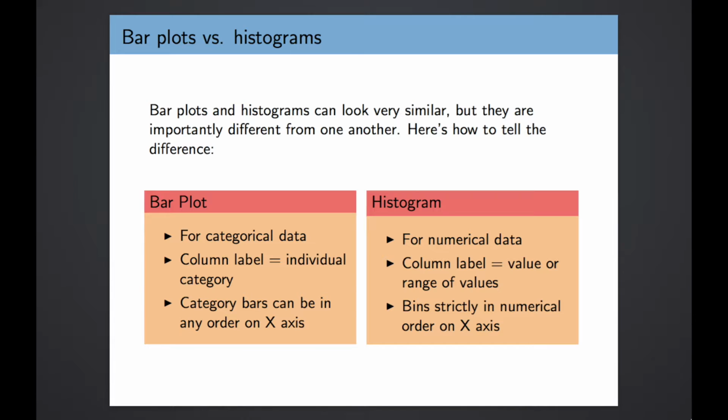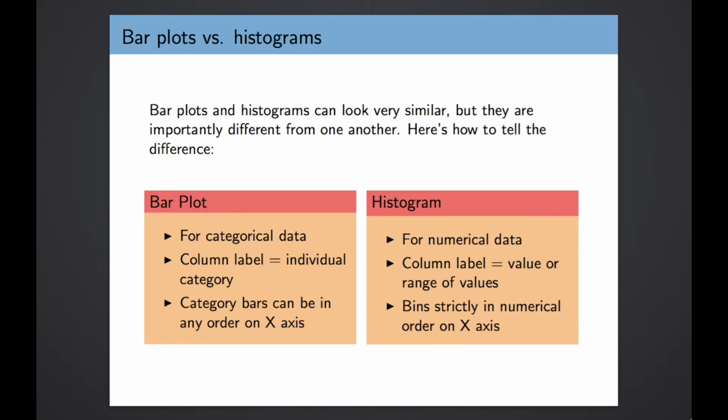In a bar plot, the columns can be in any order on the x-axis, so it doesn't matter in our previous example that female is to the left of male in the plot. We could just as easily reverse those and we would get the same meaning out of the bar plot. In a histogram, the x-axis is numerical, and so it is very important in what order the bins are on the x-axis.